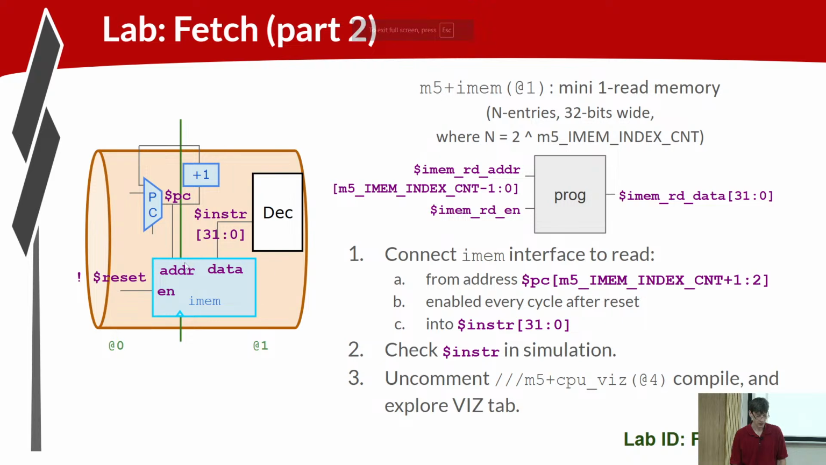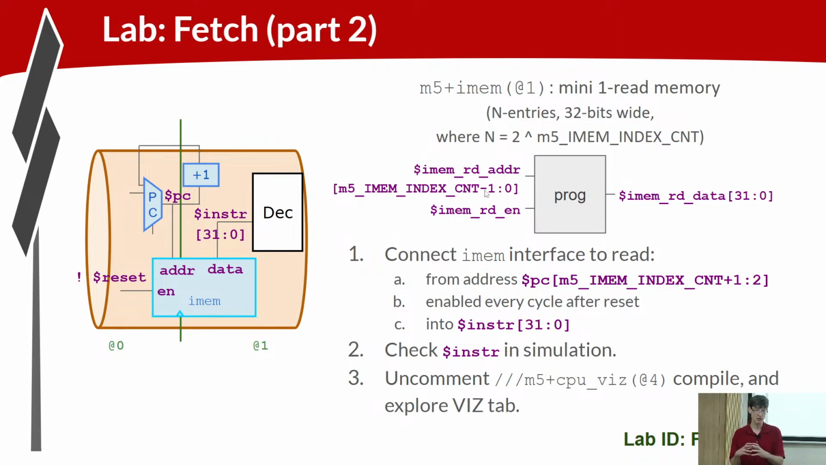The way we want to hook this up, so this is, I don't know why I say prog. Well, okay, it's the instruction memory that contains our program. So this is what that instantiation is providing. It's this IMEM read address, and it has this bit range, right?